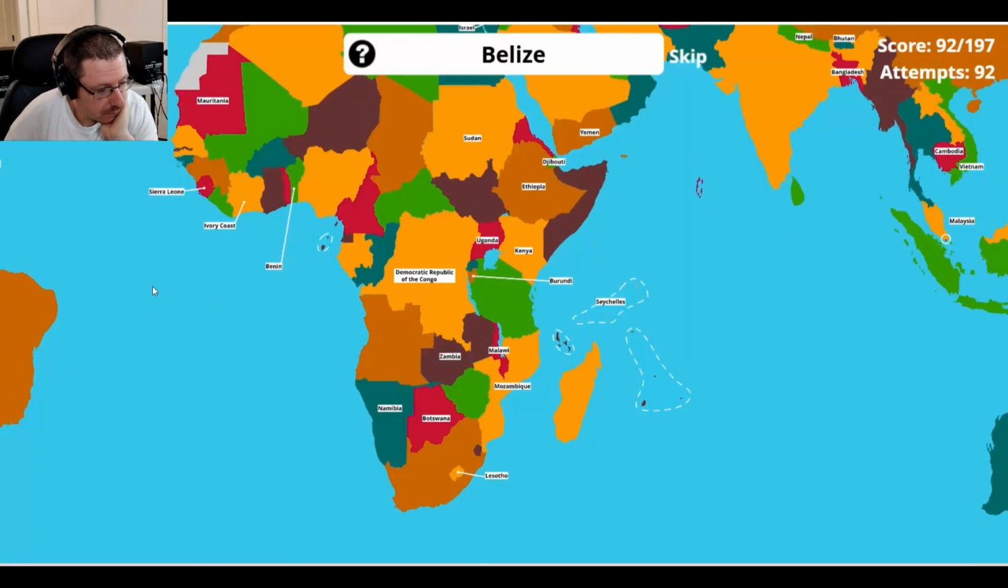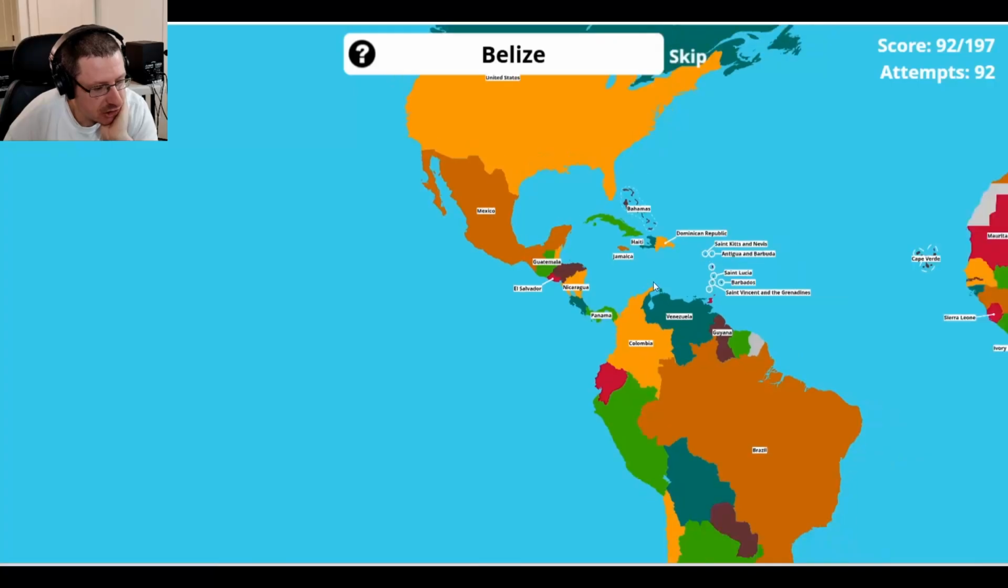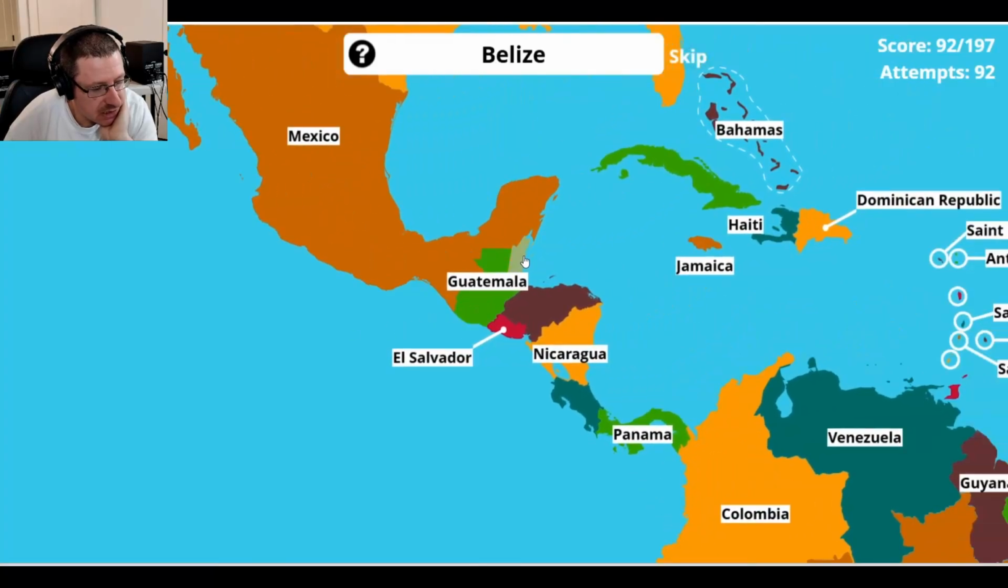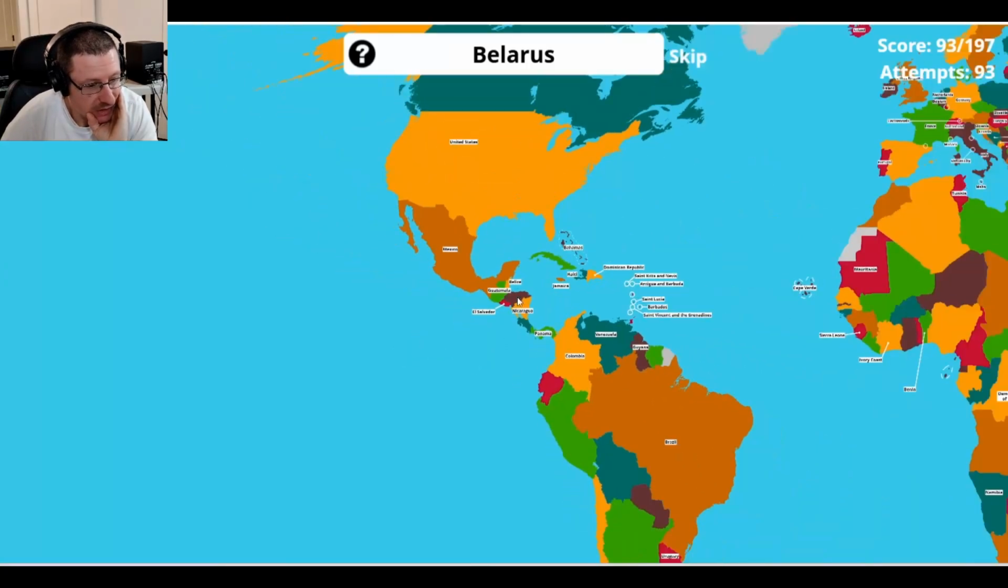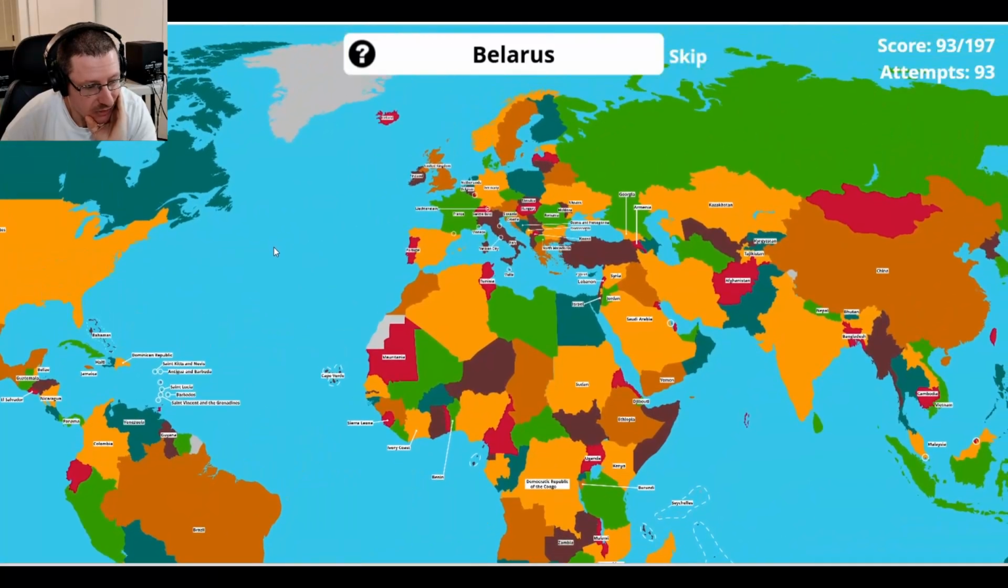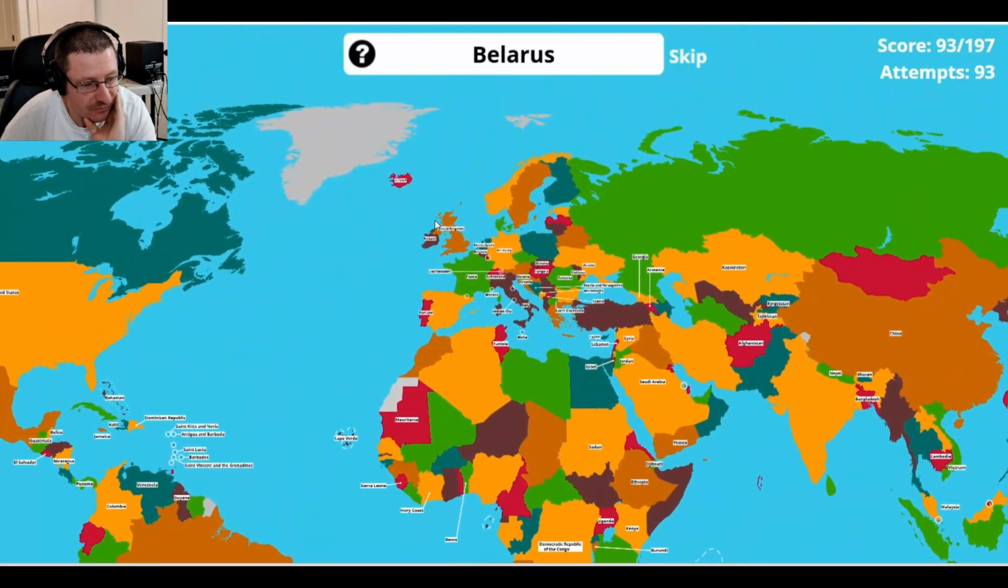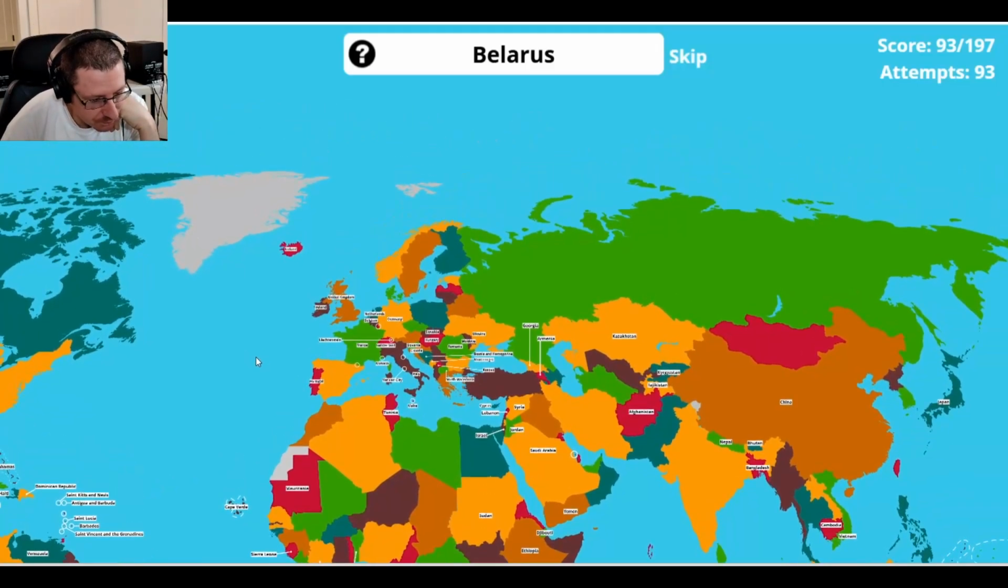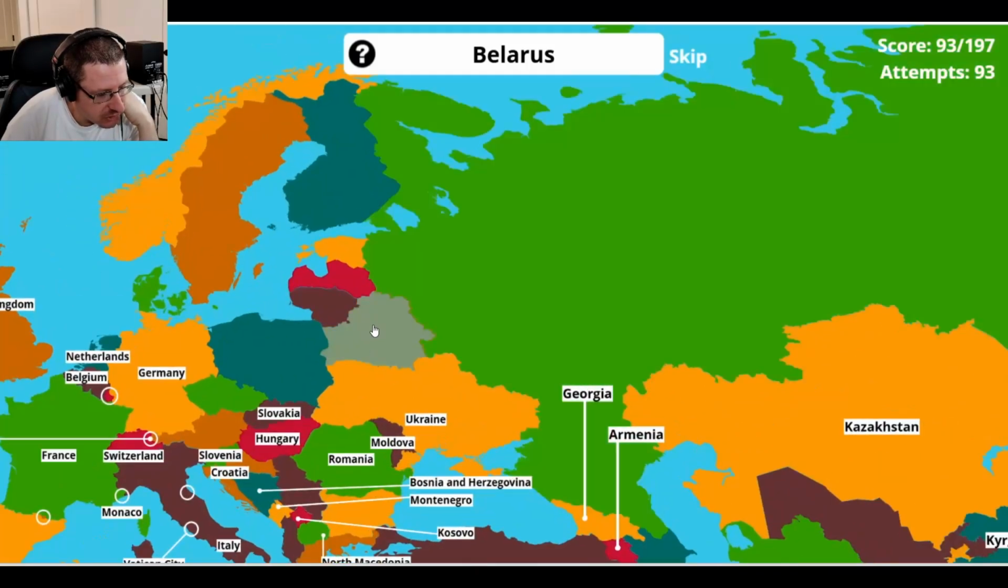Belize is a little tiny chunk of land right here, and that's home to the world's biggest marine sinkhole. It's called the Great Blue Hole. It's cool. I used to think this was Belarus. I don't know any facts other than I think it's the funnest name to say out of any country in the whole world. Well, it's a toss-up between Mozambique and Belarus. So Belarus is right here.